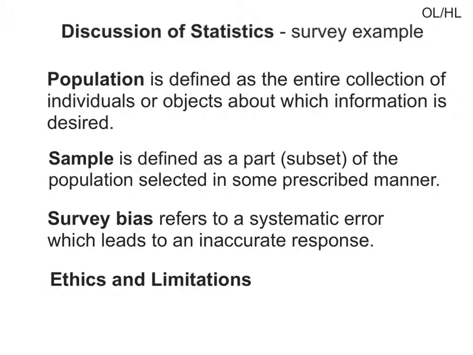This leads me to our last points of discussion, ethics and limitations. When we are surveying or using statistics, we must always consider ethics and limitations. For example, when we are surveying, it may be unethical to survey people under 18 years of age. Or, for example, if we are surveying in a school or university, we may require ethical approval from the University Ethics Committee. We should also consider limitations.